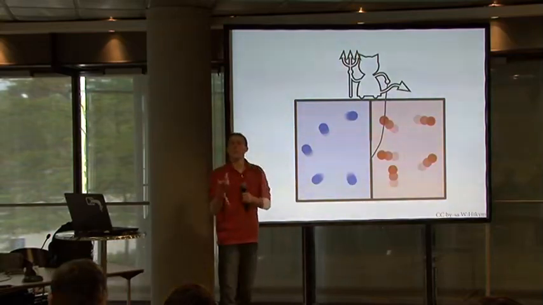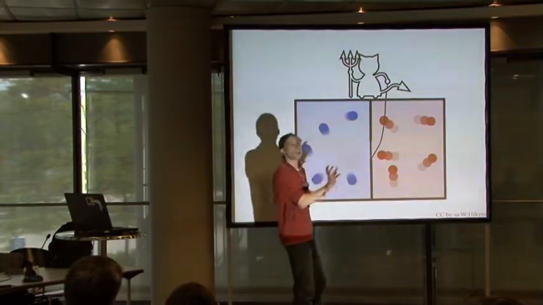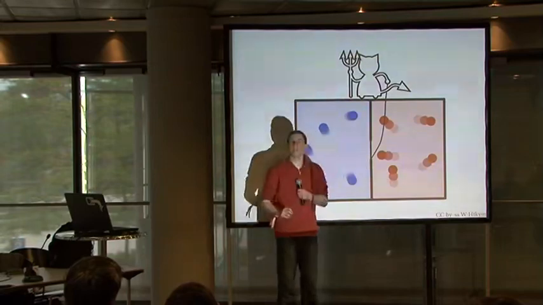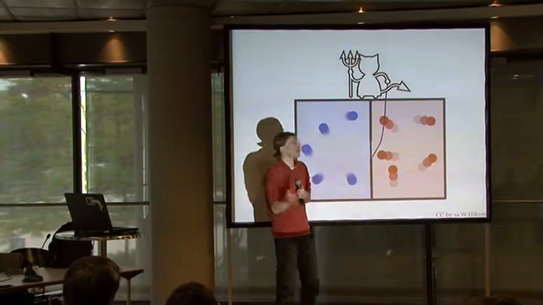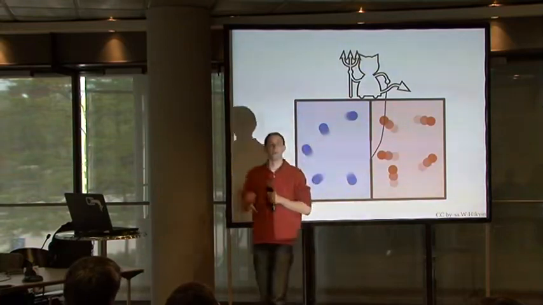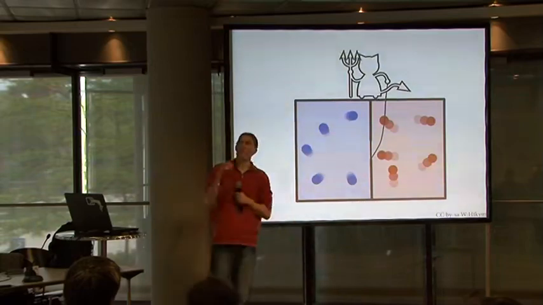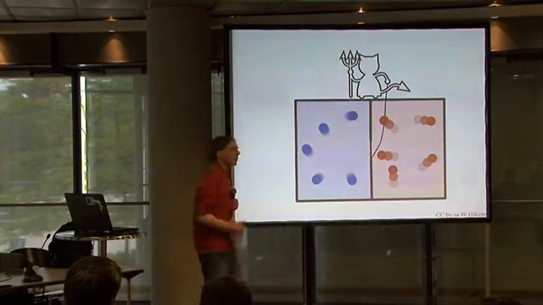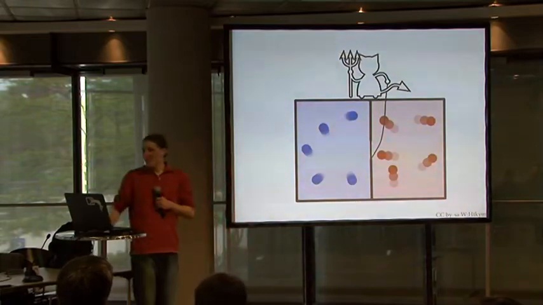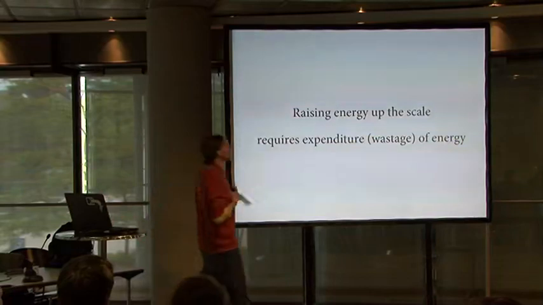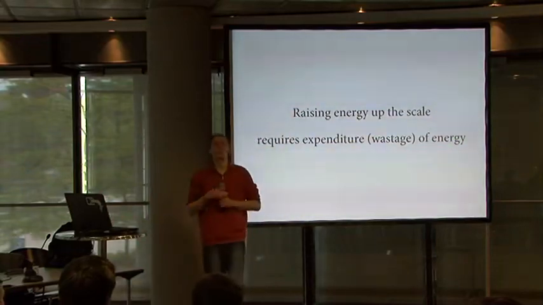And the idea of Maxwell is not to prove that it doesn't work. It's just to find out what there is about this demon, this imaginary creature, that fundamentally prevents us from making it without energy input. What is there about the demon that requires energy input? It's a very vast question. It's a topic for a 3 or 4 hour talk, which I'm not going to go into right now. But there it is. The idea is that raising energy up the scale requires expenditure or wastage of energy.